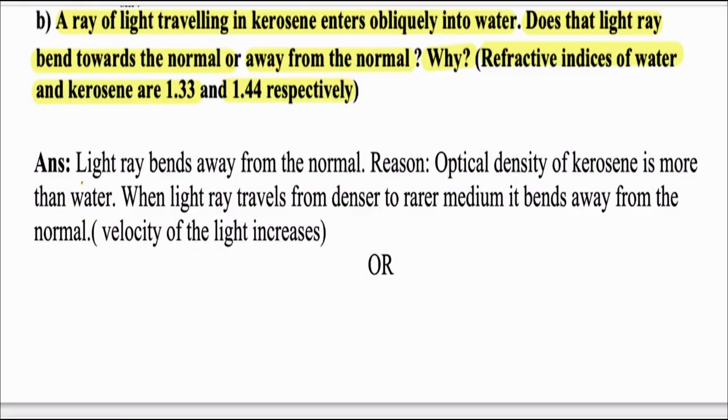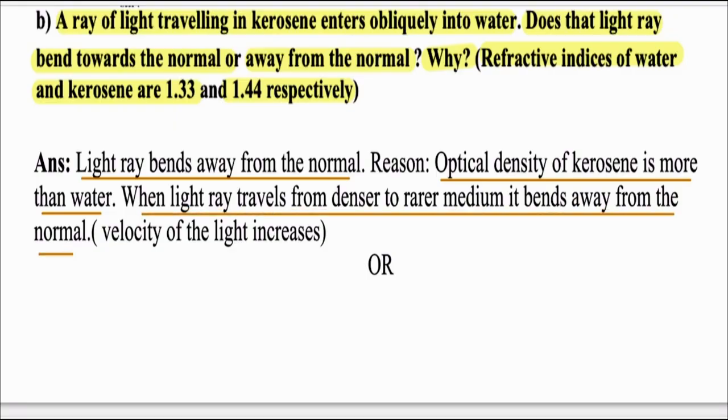Answer is light ray bends away from the normal, and the reason is optical density of kerosene is more than water as given above. When the light ray travels from denser to rarer medium, it bends away from the normal, means velocity of the light increases.